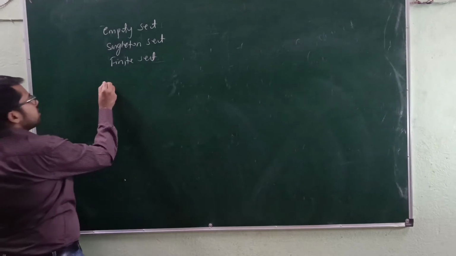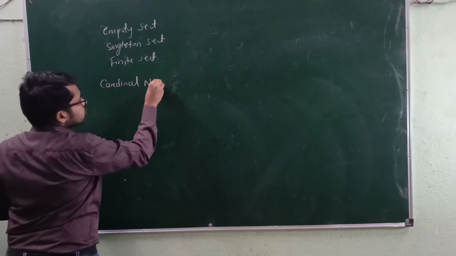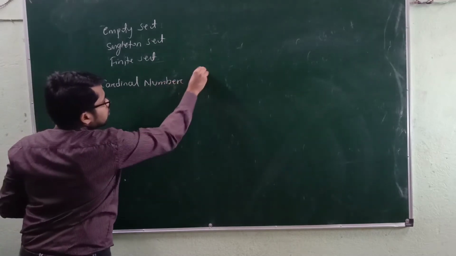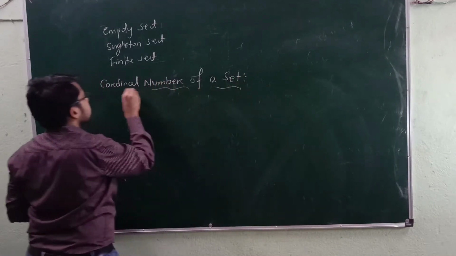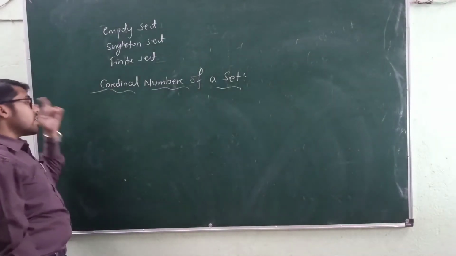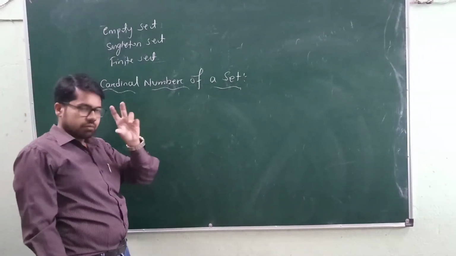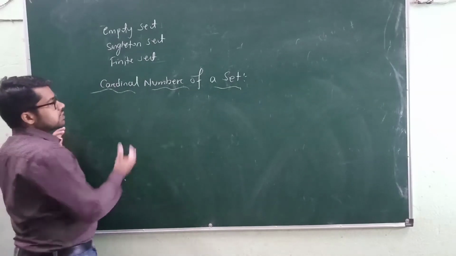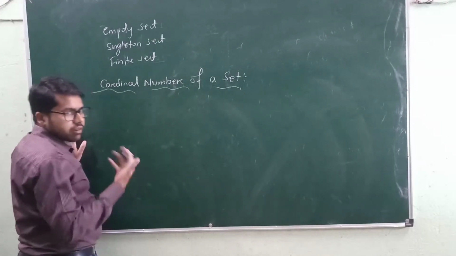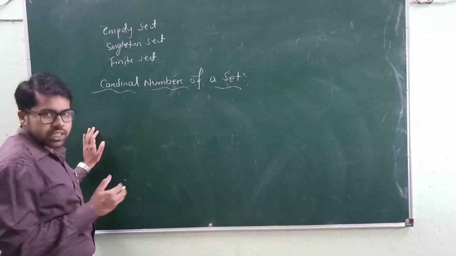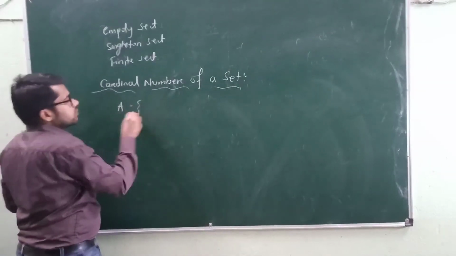Now we will learn a new thing, that is the cardinal number of a set. The cardinal number of a set is basically a number. It is nothing but the number of elements present in a set. The number of elements in a set is what we call the cardinal number of a set.